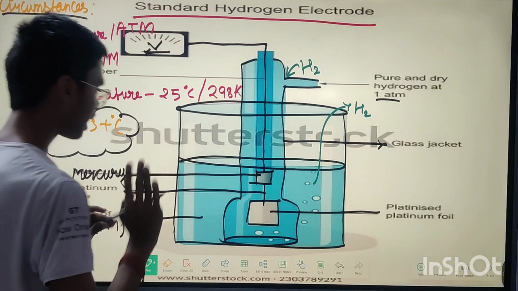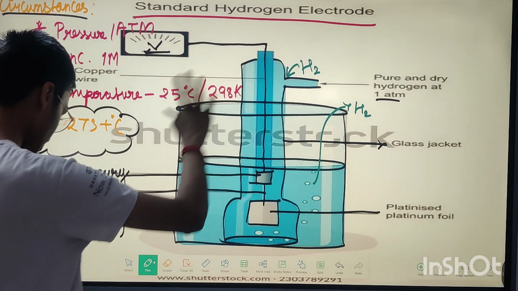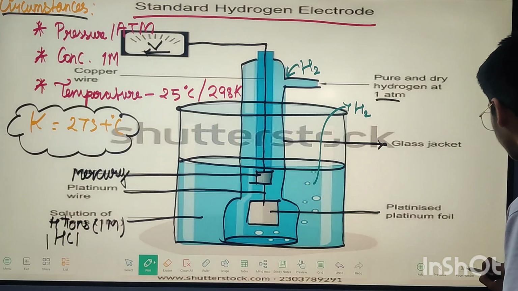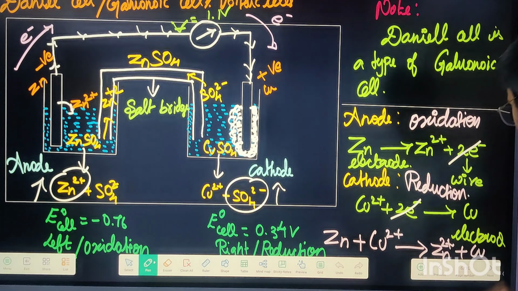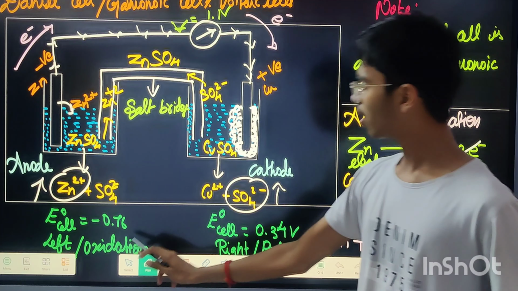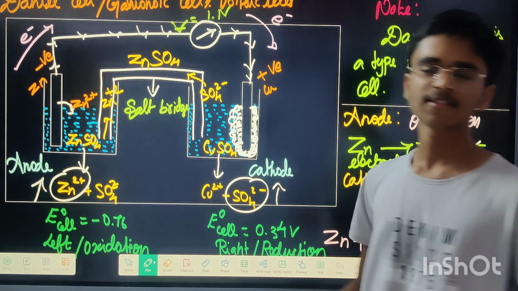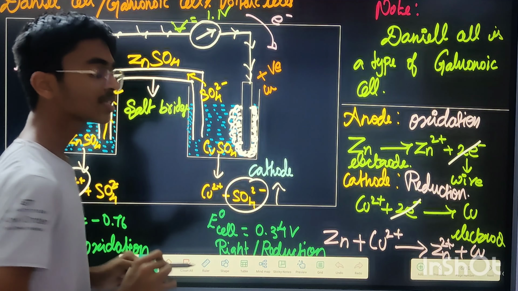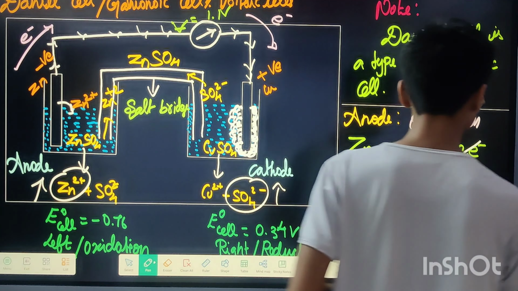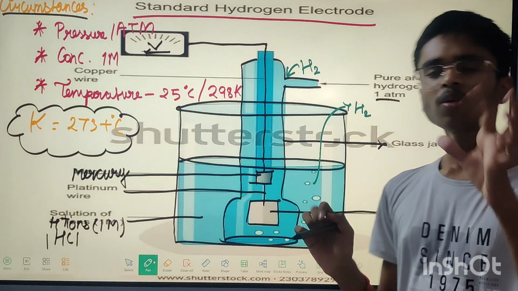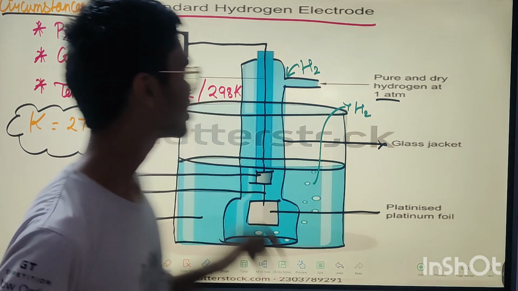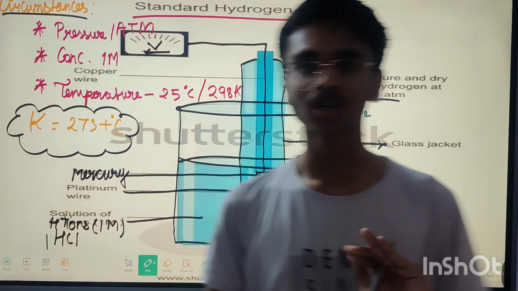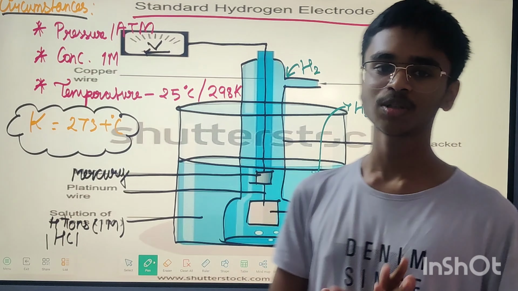So here, this total thing can be taken as anode, or this total thing can be taken as cathode. Wait, here I said that E naught cell of this anode is minus 0.76, right? And over here I said that E naught of this cathode is plus 0.34, right? So how did they find it? By using SHE. Either SHE will be used as cathode or SHE will be used as anode.